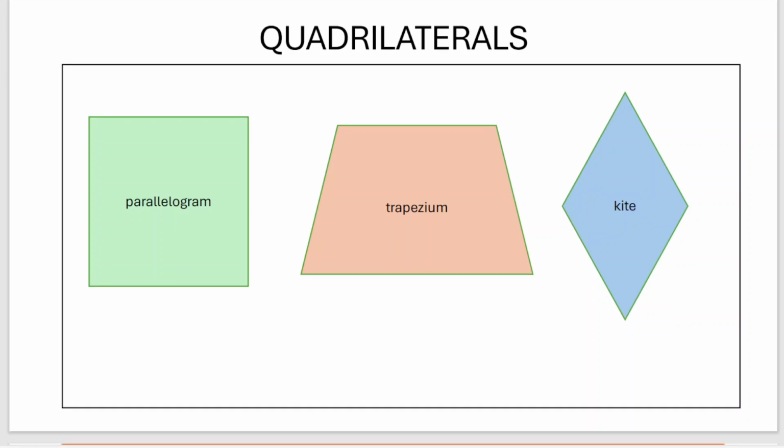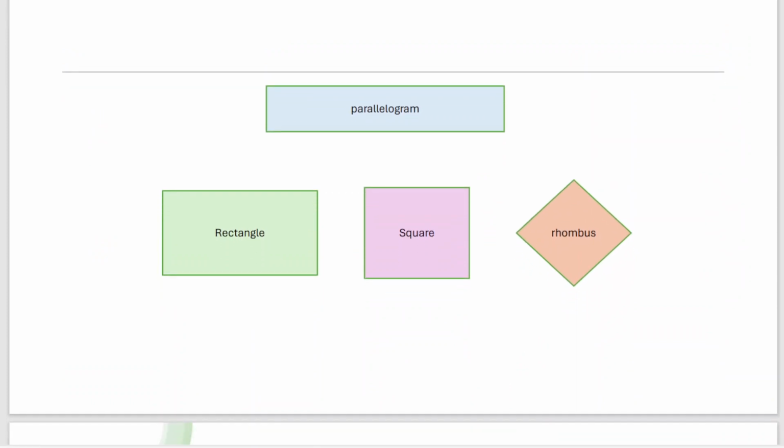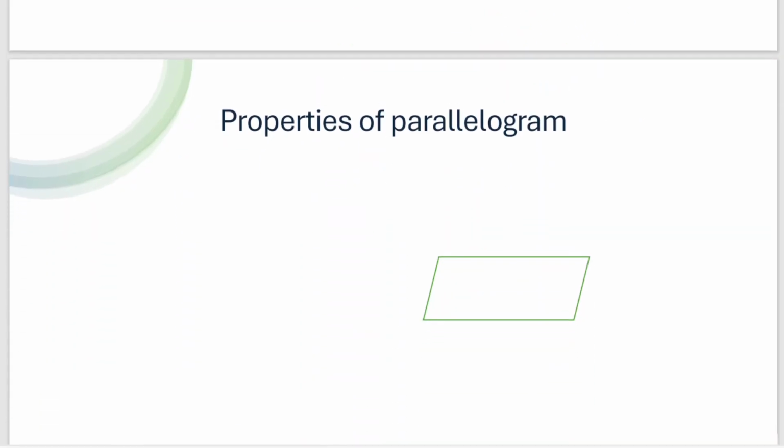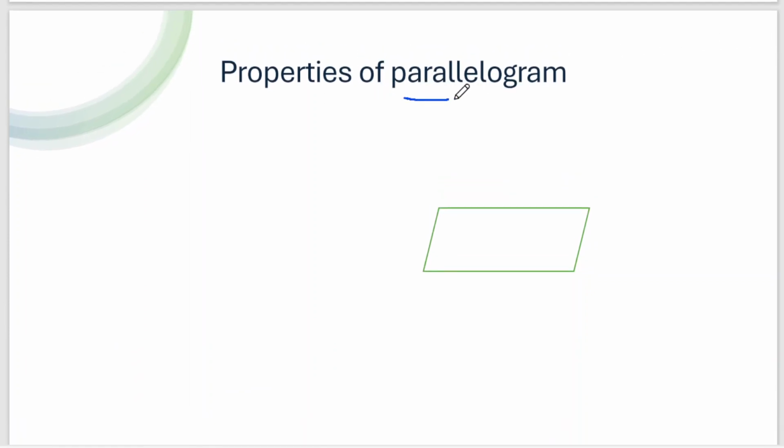Okay, so let me first discuss the parallelogram. In parallelograms, we have three members, that is rectangle, square, and rhombus. That means we can say that a rectangle is a parallelogram, a square is a parallelogram, and a rhombus is a parallelogram. Now let us first study some basic properties of a parallelogram.